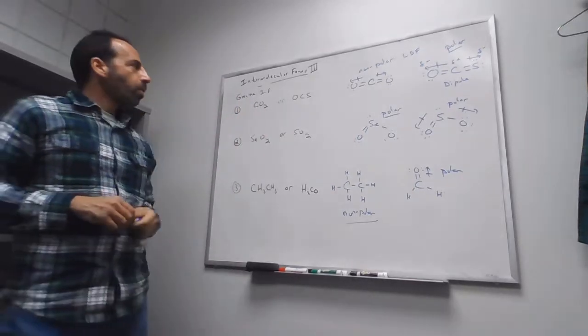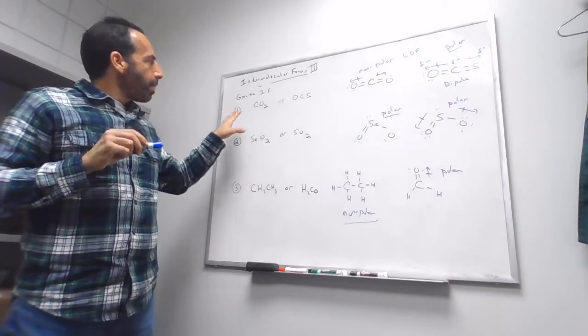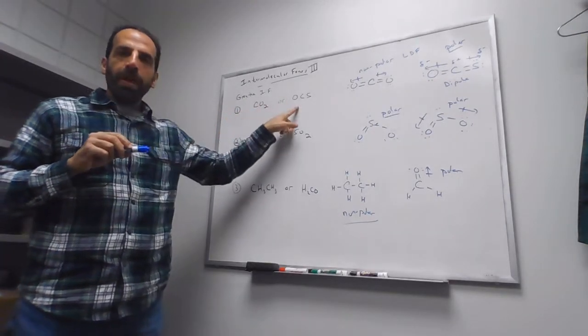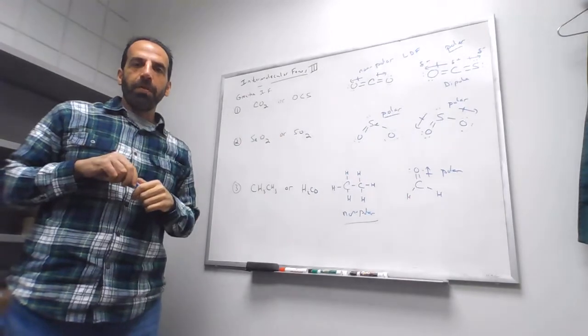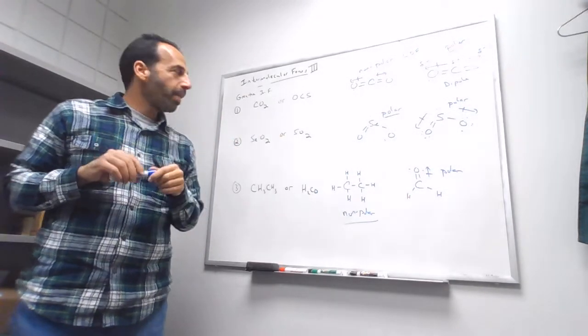So in this case, this is going to be intermolecular forces, part 3. We're going to make comparisons among two molecules, and we're going to decide which one has a greater intermolecular force. For these cases right here, we have to draw the Lewis structure, so be aware of that.